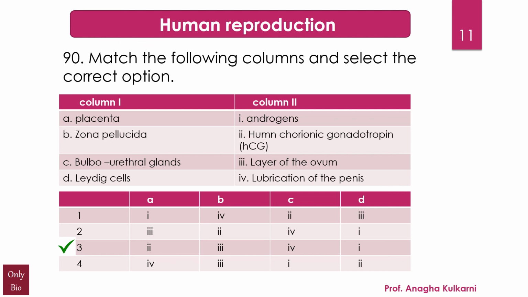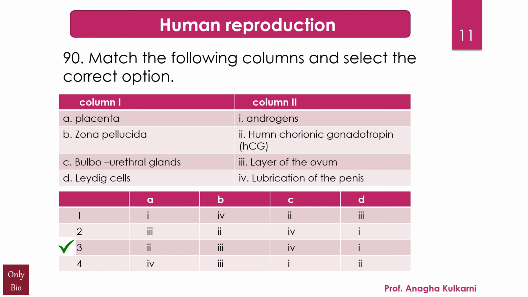Now, what is the placenta? Placenta is an organ that develops in the uterus during pregnancy, and this provides oxygen and nutrients to the growing baby and also helps in removal of waste products from the baby's blood. The placenta attaches to the wall of the uterus and the baby's umbilical cord arises from it.